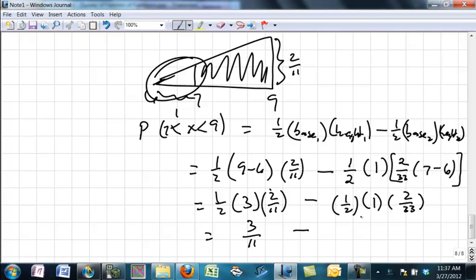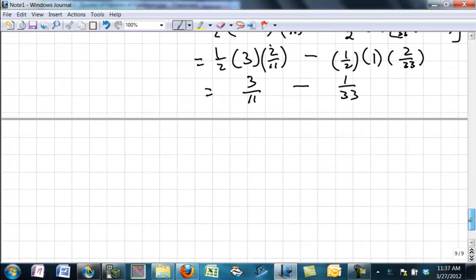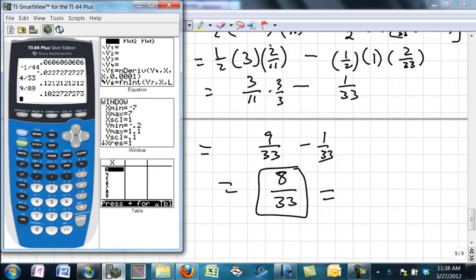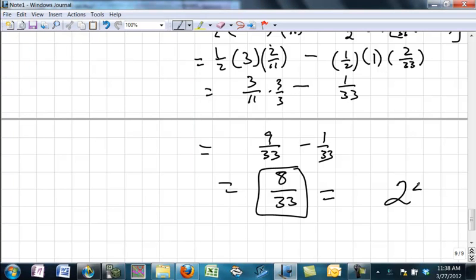So the big area of the whole triangle is 3/11. The area of the unshaded part is 1 over 33. And so if we just subtract, we can get that. Now I'm going to multiply by 3 over 3 here to get 9 over 33 to get a common denominator. And so we get 8 over 33. Okay, 8 over 33 in decimal form. Another repeating decimal here. 0.24 repeating. So approximately 0.2424.